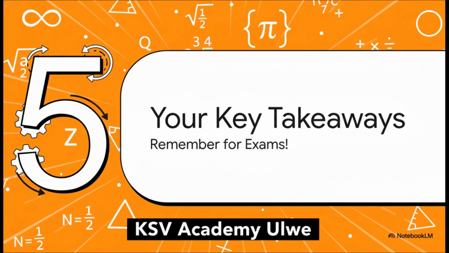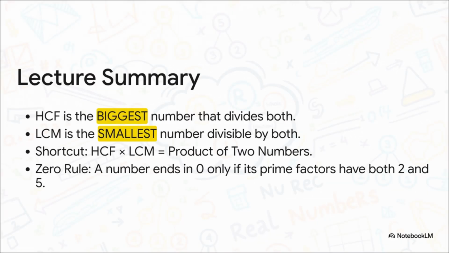So, that was a pretty good workout. Let's quickly go over the most important things we learned today. These are the points you absolutely need to have in your notes for your exam. All right, here are the 4 big ideas. 1. HCF is the biggest number that divides your numbers. 2. LCM is the smallest number that's divisible by your numbers. 3. Our amazing shortcut, the golden formula: HCF times LCM equals the product of the 2 numbers.